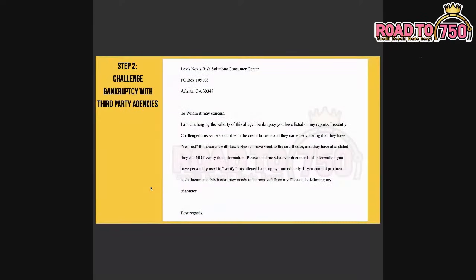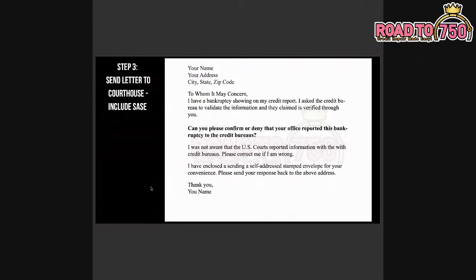Okay. So then the next step is send a letter to the courthouse. So this one is just kind of like a cover all bases letter. Because I like to include everything when I go to the bureaus to invalidate them on every step of the way. I like for you guys to already have your courthouse letter with you so that you can include it in your dispute.